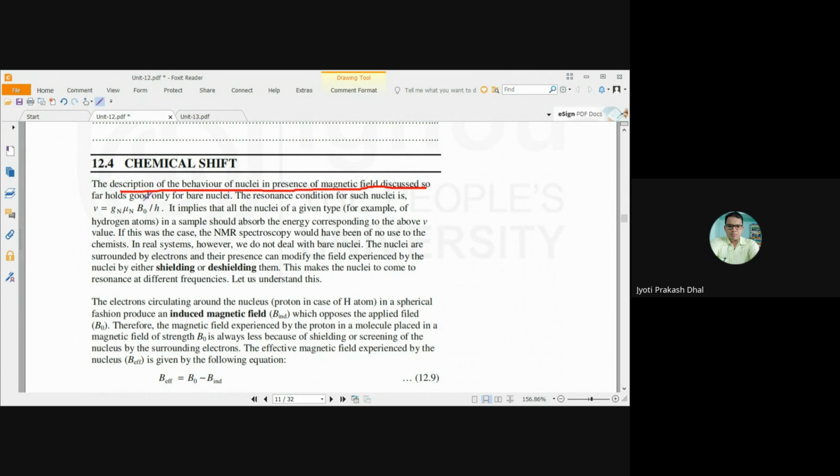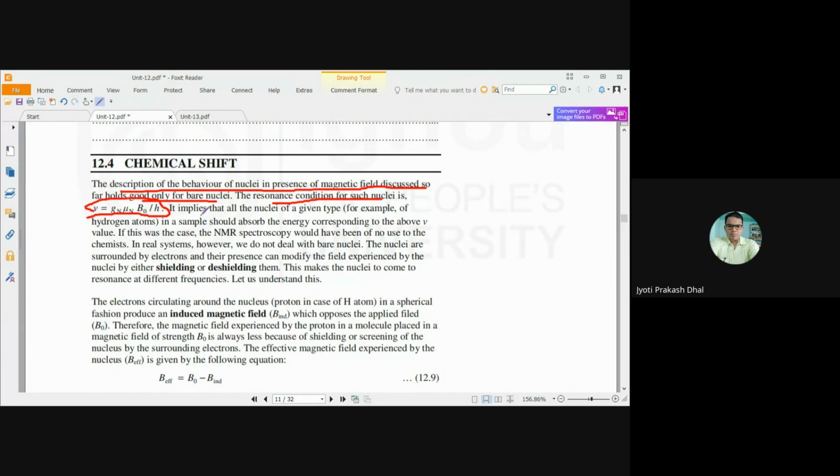What we have discussed about the magnetic field so far holds good only for bare nuclei. For bare nuclei, when a magnetic field is applied, the resonance condition is nu equals to Gn mu n B naught by h. So this is the condition where the resonance will occur.